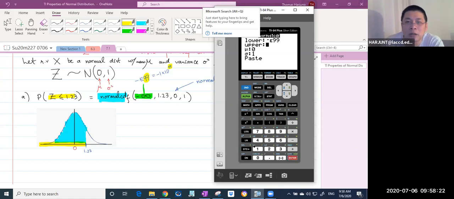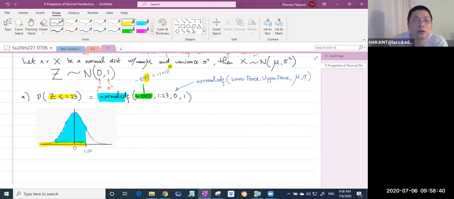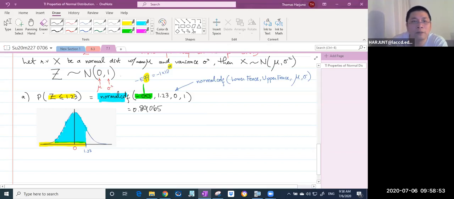Enter. The upper fence is 1.23. The mu is 0. The sigma is 1. And you will see the coding there. Enter. So I get 0.89065. Again, because we don't have negative infinity on our calculator, we will replace this notation by negative E99.